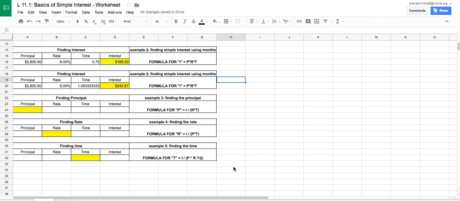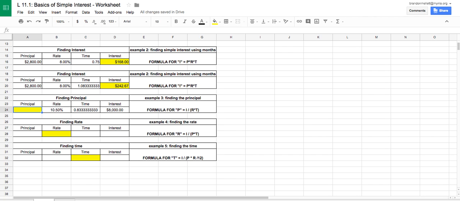Now, for these other 3 examples, we're finding specific parts of this finding interest formula. So for part 1, what we'll be doing is finding principal. So for this example 3, we've been given a rate of 10.5%. We give them a time of 10 months, so we have to turn that into a fraction, which converts it into a decimal. So we're going to go equals 10 divided by 12, 10 out of 12 months, and then they give us the interest, $8,000.